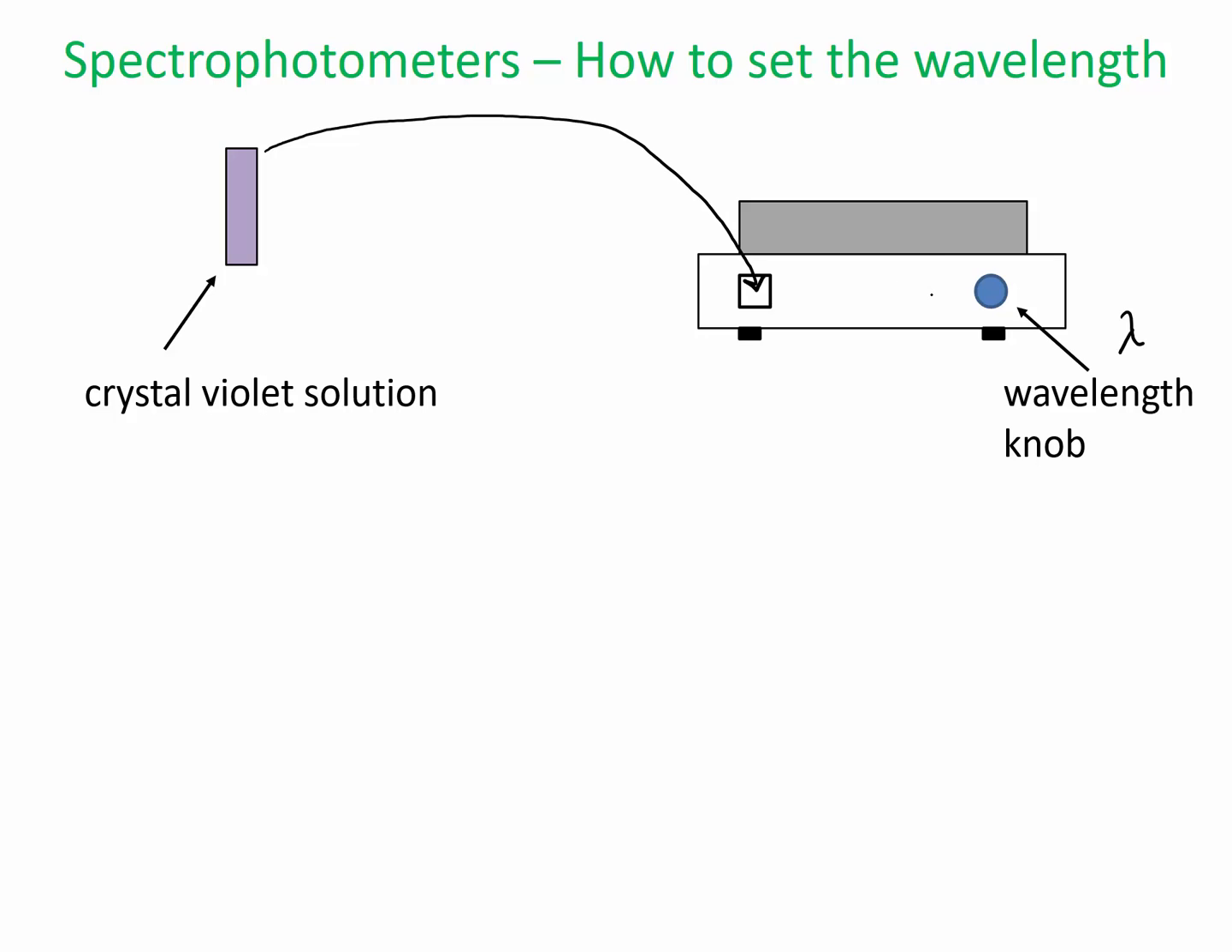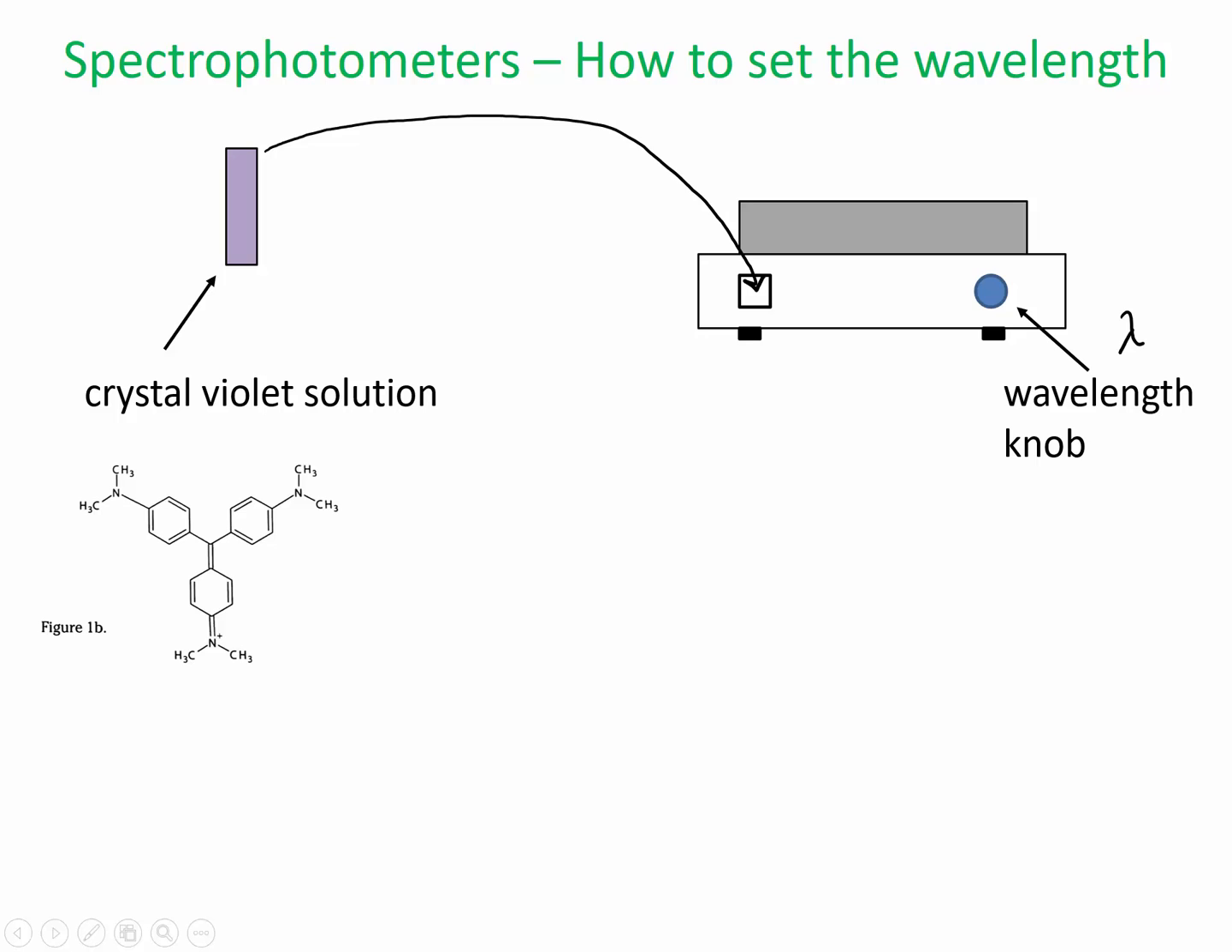Do we want the wavelength to go like that? Do we want the wavelength to go like that, etc.? It depends on what color it is, and what color it is depends on the pigment. This right here is the actual dye that makes this purple. So we need to adjust the knob to the wavelength that will be absorbed by this molecule.